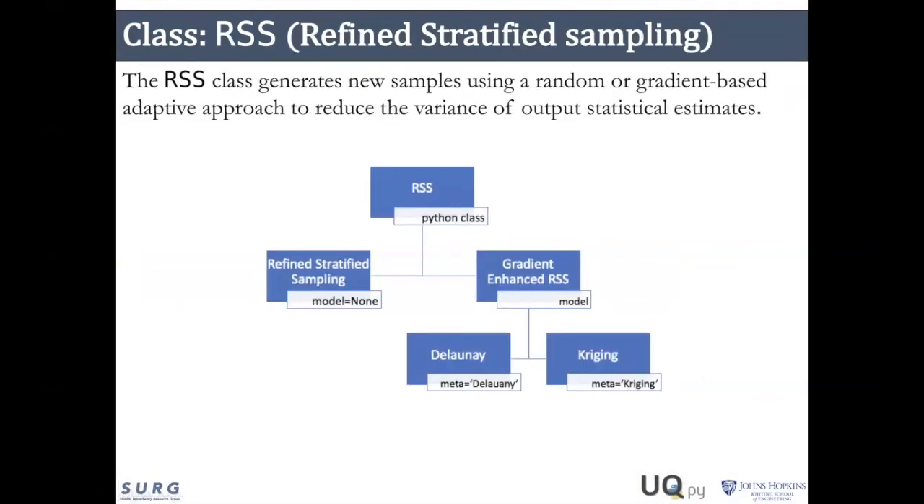Okay, so that's all about the STS class. Now let's move on to the RSS class. So the RSS class also generates random samples, and it is an adaptive method which uses an initial input design.